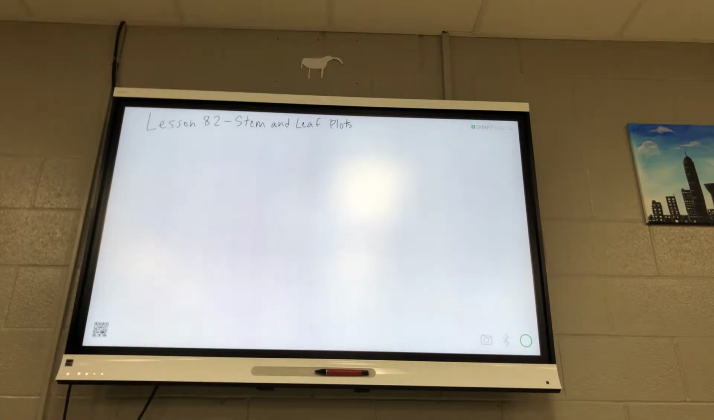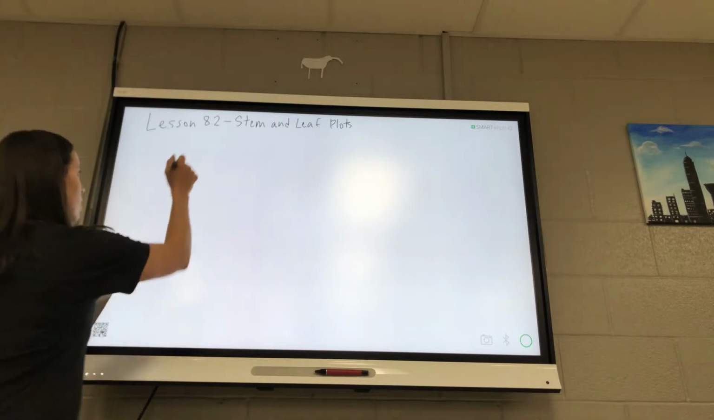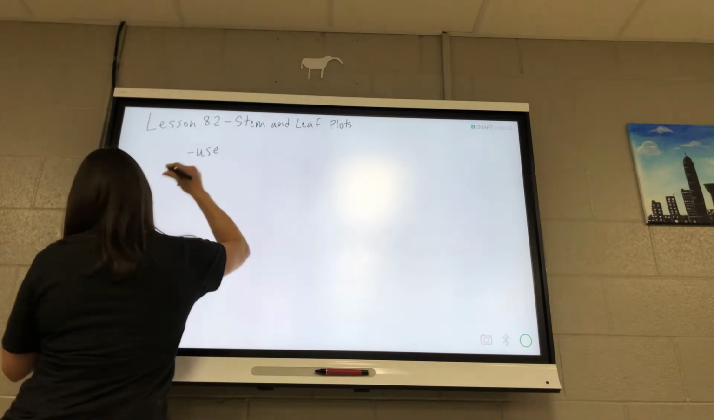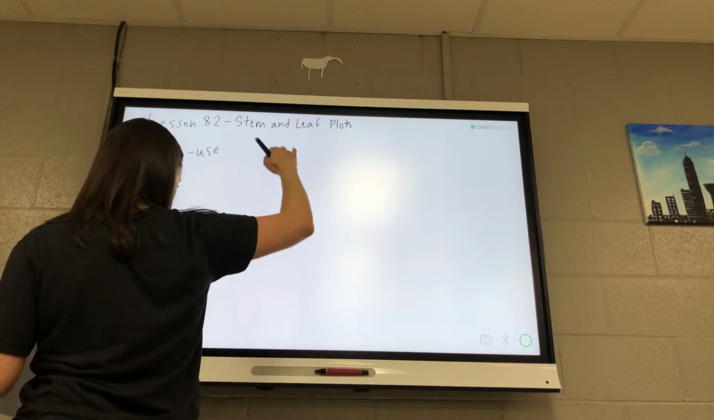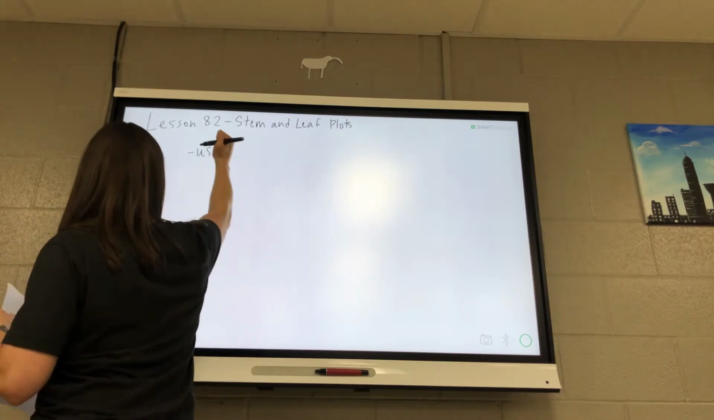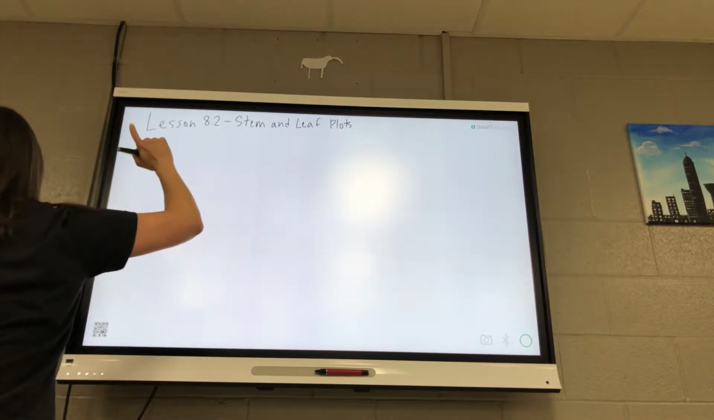Alright, stem and leaf plots, 8.2. You guys have done these before. They are just a different way to represent our data. They use the digits of our data values to organize our data set. Are you guys good with that? Yeah. We're not writing that down.